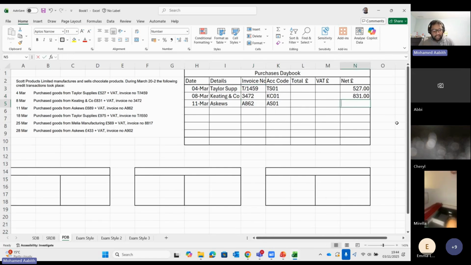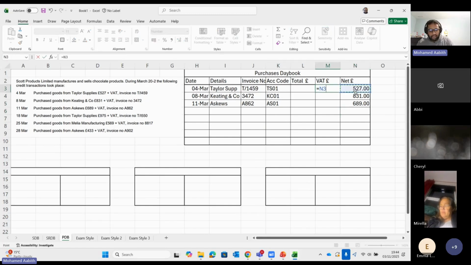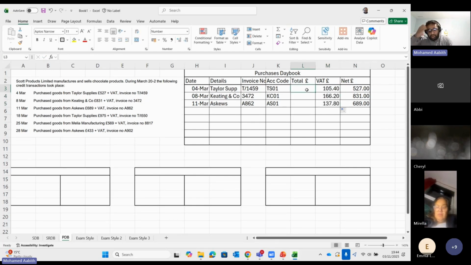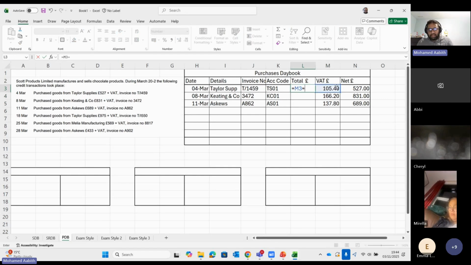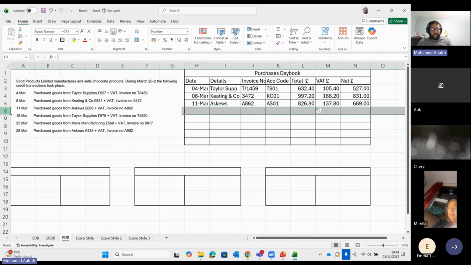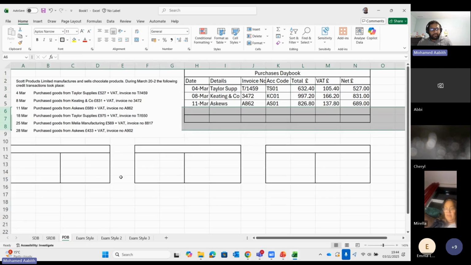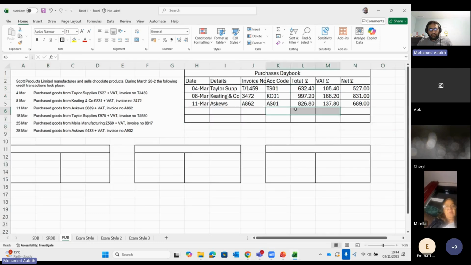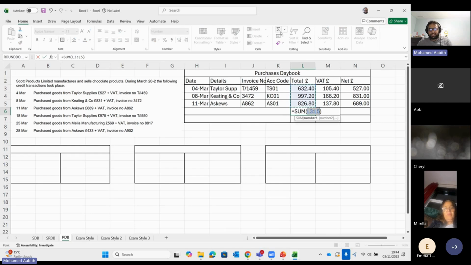Askews, the invoice value is £689. Let's find out the VAT. The VAT is going to be this times 20%, so it is that amount. And then the total is going to be this plus this. So let's do this for the 3, and then quickly I'm going to delete all of this, and I'm going to total these 3 columns. Now here, I'm going to quickly sum this up.